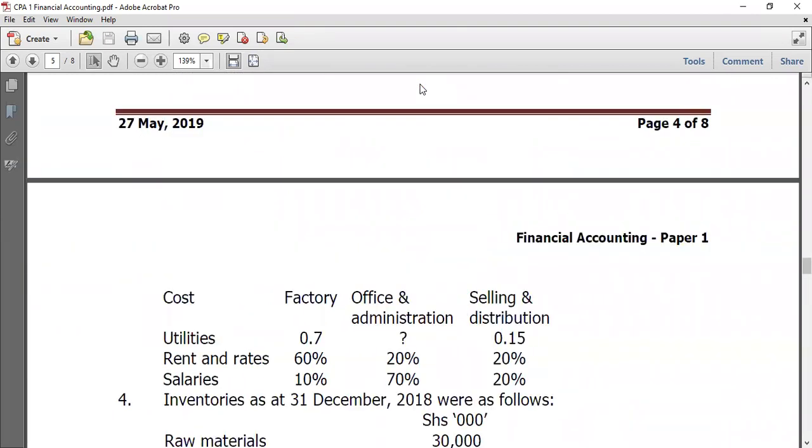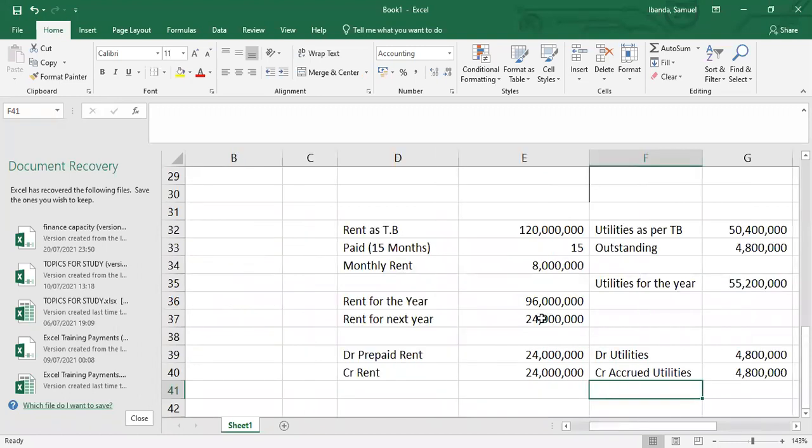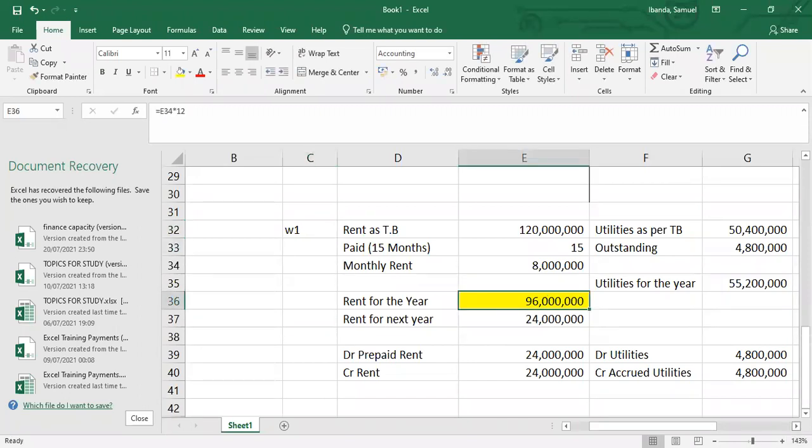Now, what happens is, if, for example, I'm going to record in my profit and loss, this is what I'll include under my operating expenses. I'll include only 96. You get it. Then I'll just refer the examiner maybe to working one. So if they want to know how I got my 96, they will come and get it here.